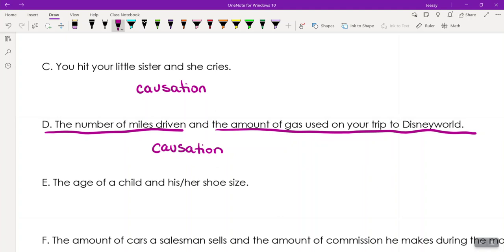Okay. Hey, group. Third period. All right. The age of a child and his or her shoe size. Wait. Let me ask the question. Does the age of the child cause the shoe size? So hey, focus and listen and learn. Come back to me. Okay, here we go. Can I explain it?